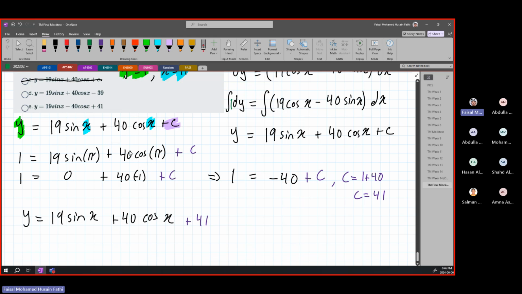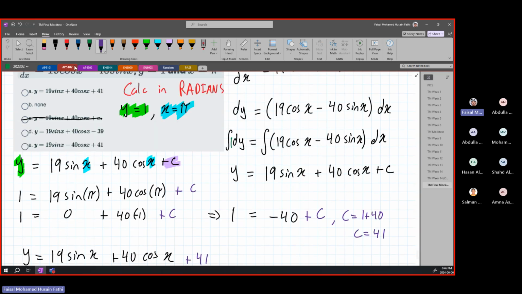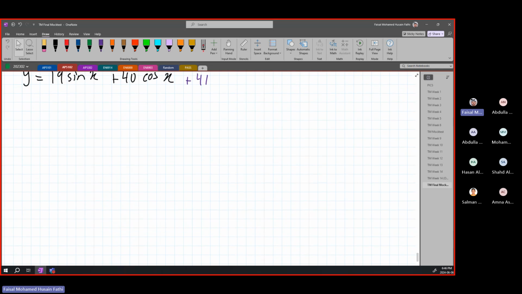All right. Again, don't do shortcuts. Just put this in the calculator and you'll find your answer. So 19 sine x plus 40 cosine x plus 41. So it's all plus, plus, plus. This one is minus. It's not it. Minus 39, not it. So it is the first one. All right. Moving on to the next question.